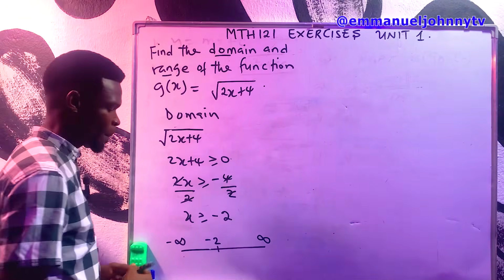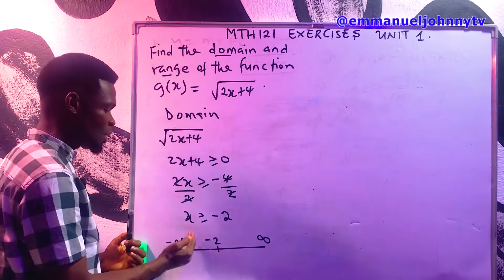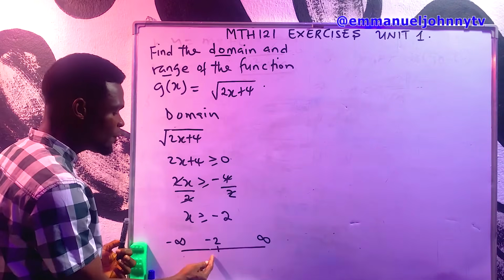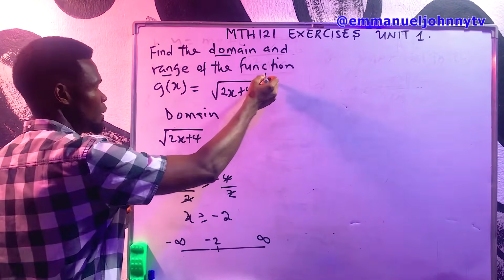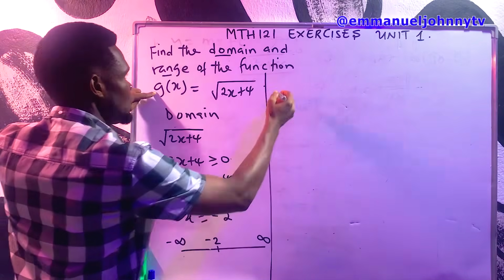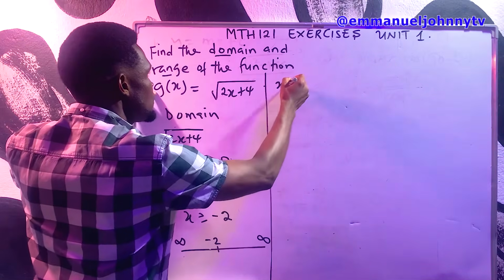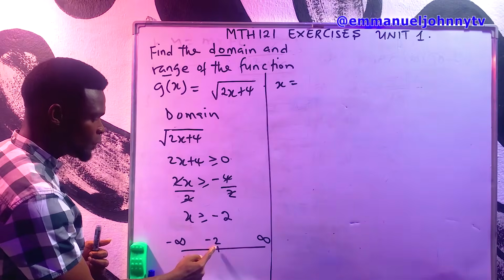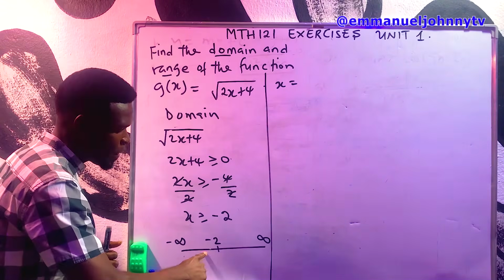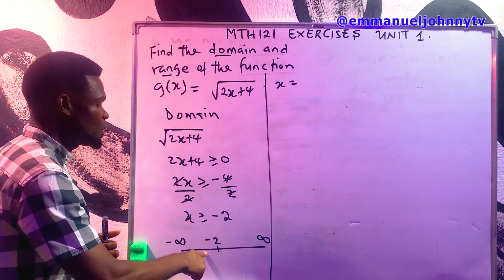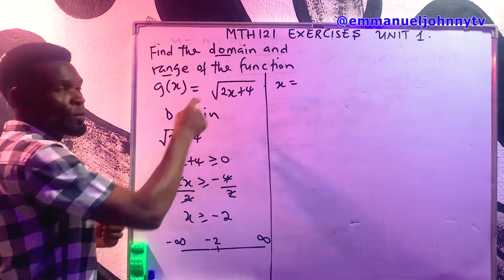So what do we do? We now test. There are 2 regions there. So pick any value here and substitute into the function. Okay, let's say g of x. Now assume that x is equal to, immediately after minus 2, what you have here is minus 3. So let's pick a number here, minus 3, and substitute into this function.